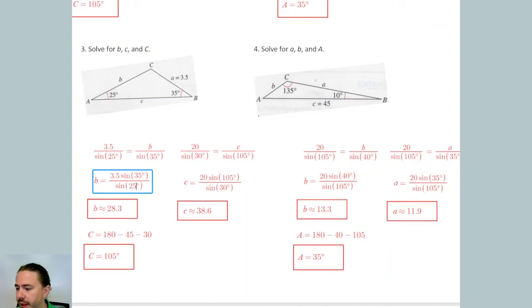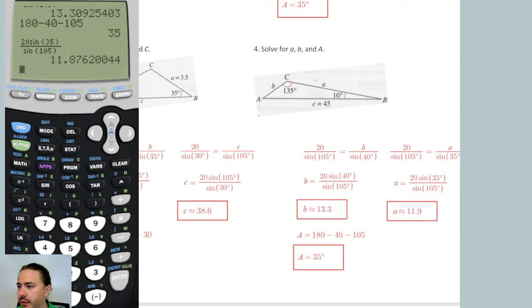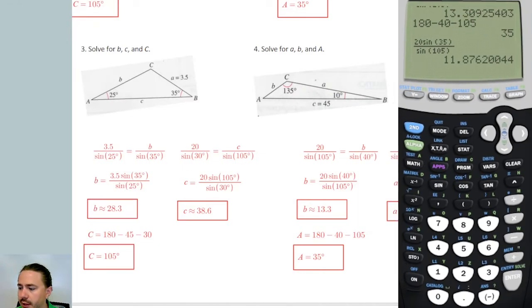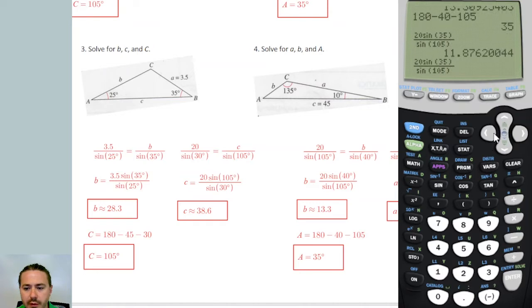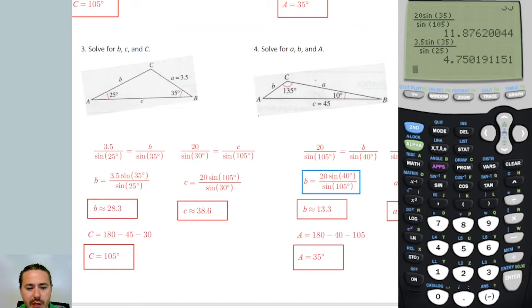So let's bring that calculator back up. Use a calculator pretty frequently here. Where'd it go? There it goes. So let's go ahead and type all this stuff in. So we got 3.5 times the sine of 35 divided by the sine of 25. Let me just step back, make sure I type that in right. Okay, looks good. And so I get 4.8 if I'm rounding.